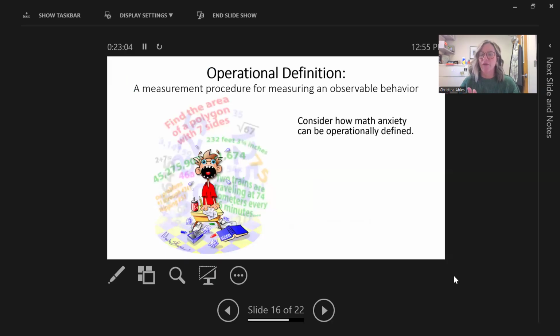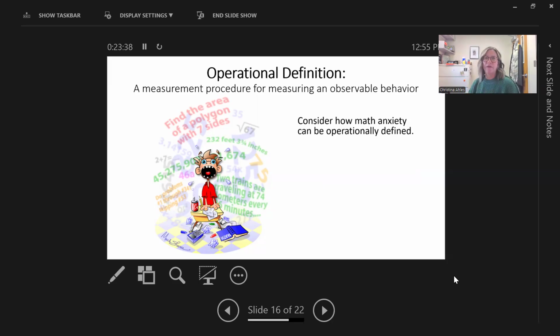So let's talk about those operational definitions. The definition of an operational definition is a measurement procedure for measuring an observable behavior or for quantifying an observable behavior. What you have to do is be able to make an observation and then apply a value or a number to it so that it can be quantified, because we can't do math on words. We have to have some values that represent meaning.